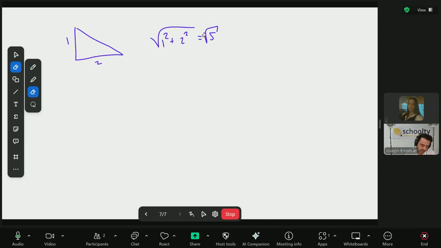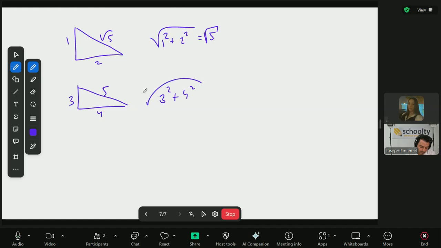Because we have here the square root of 5, it's not so popular, but let's keep it to use it. The next one is 3, 4, 5. 3 squared plus 4 squared is 9 plus 16, which is 25. So it's 5 here.